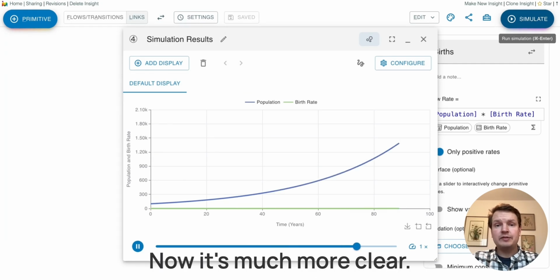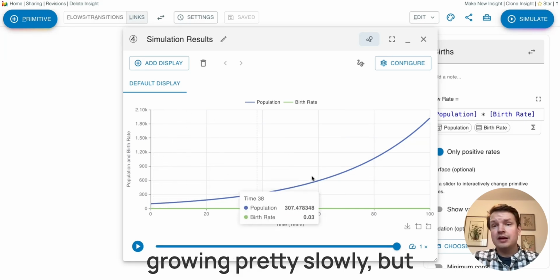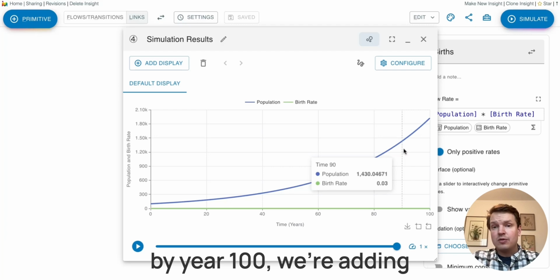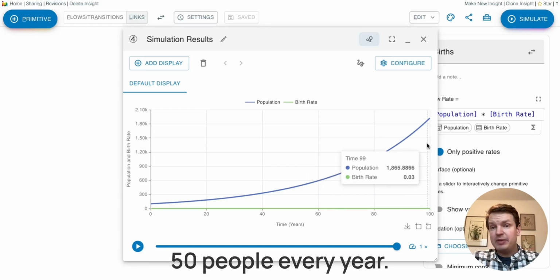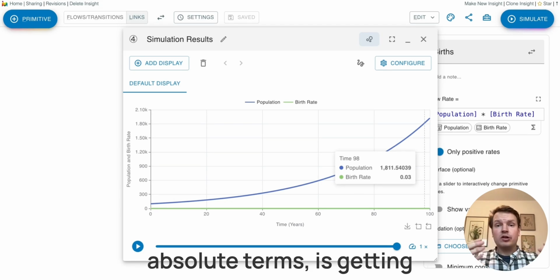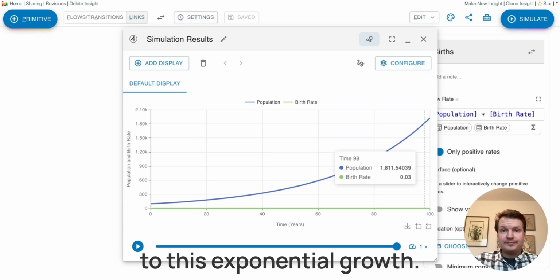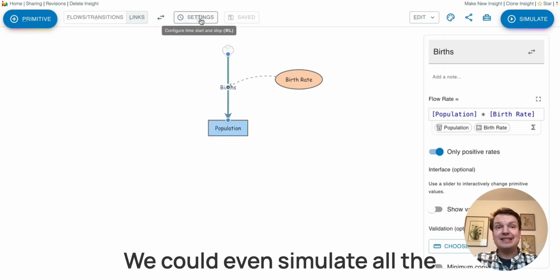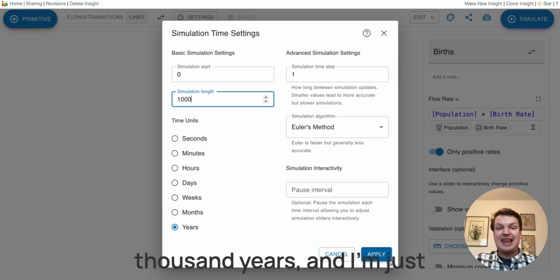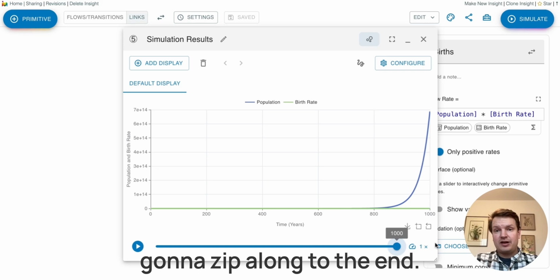Here we go. Now it's much more clear. You can see at the start it's growing pretty slowly, but by year 100 we're adding 50 people every year. So the growth rate in absolute terms is getting ever bigger and bigger due to this exponential growth. We could even simulate all the way out to something like 1,000 years. And I'm just going to zip along to the end.